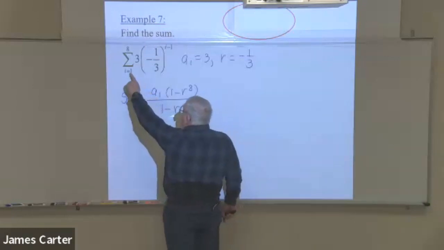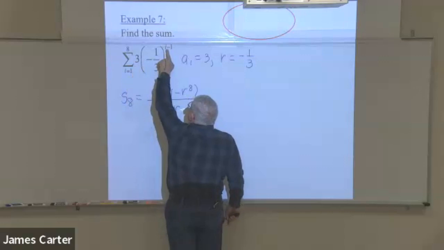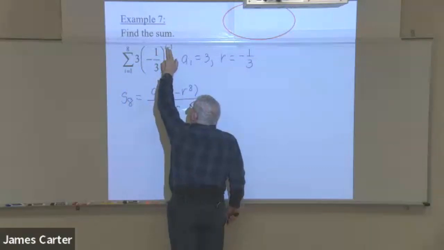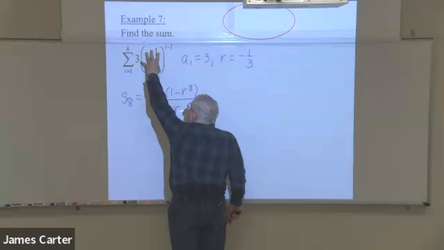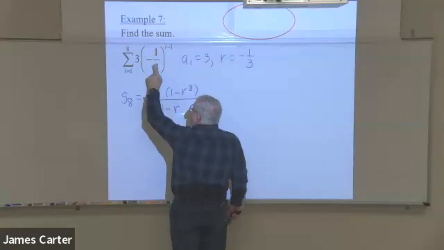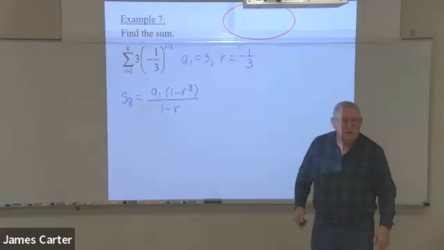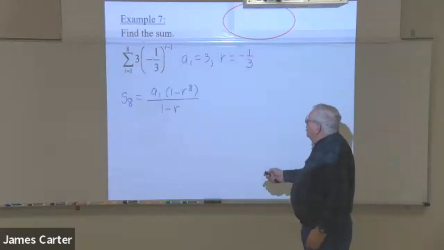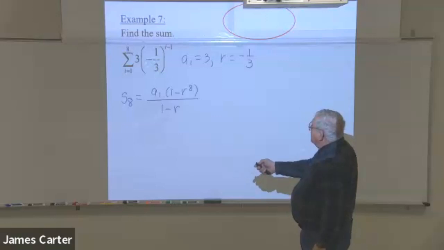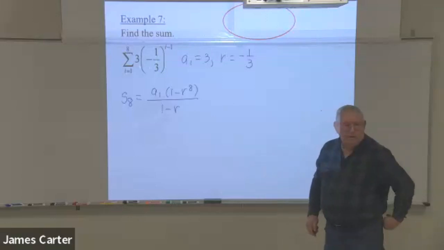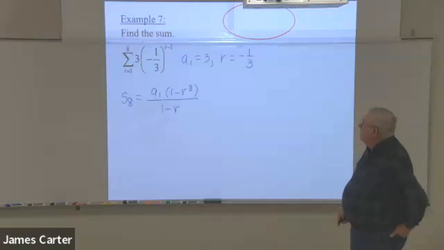Okay. For the first term, we're going to choose 1. I put a 1 here, which gives me a 0. Anything to the 0 power has a value of 1. So that means you get a 3. Then the first term is 3. The common ratio is negative 1/3 based on the formula. Okay. Now, we can use this formula now that we know what r is and what the first term is.